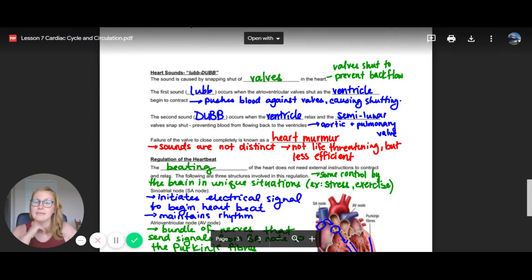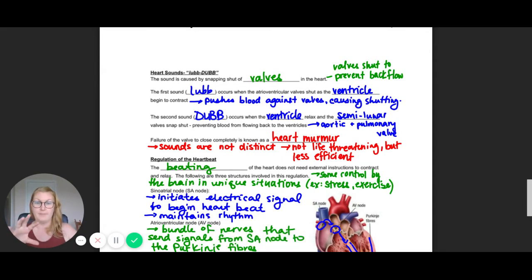Okay. The second sound, which is much louder, is when the ventricles relax and the semilunar valves snap shut. That was the aortic and pulmonary valve. That sound is much louder because you have a much more forceful flow of blood through there, and therefore the force against those valves is much stronger. So again, if we listen with a stethoscope, we should be able to hear those two distinct sounds.